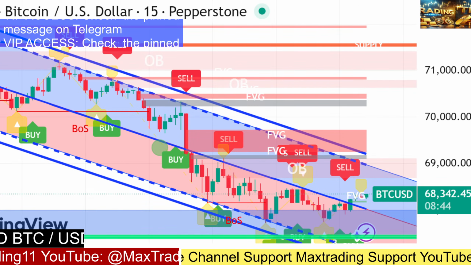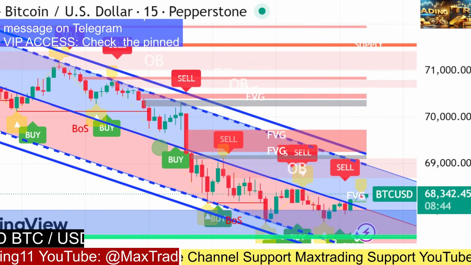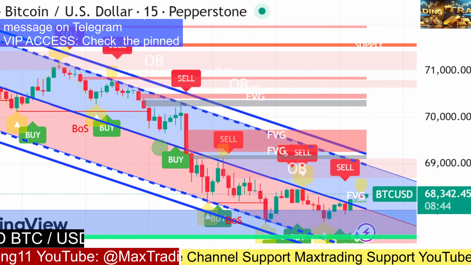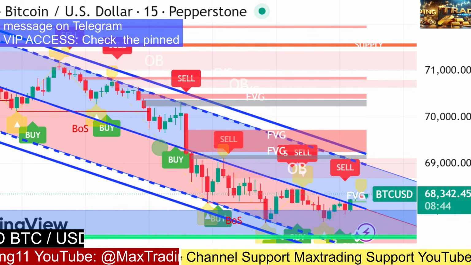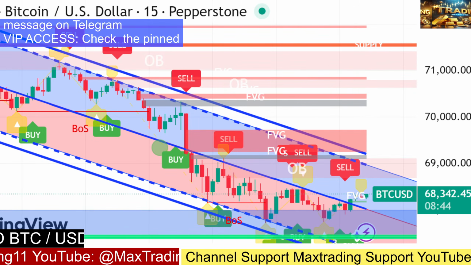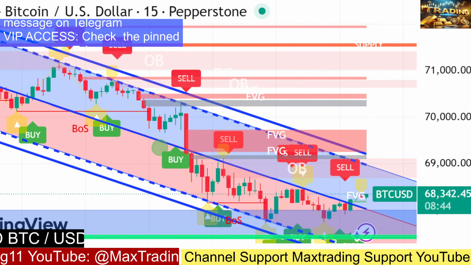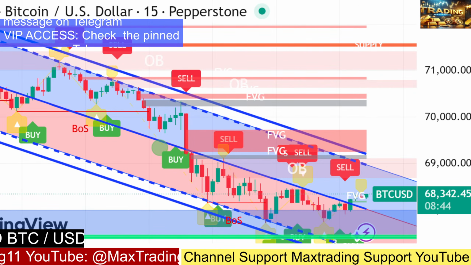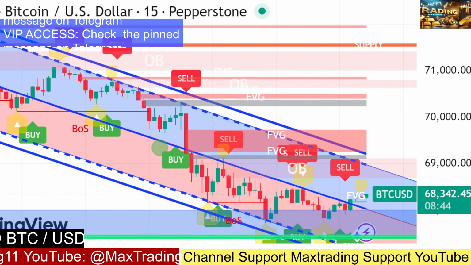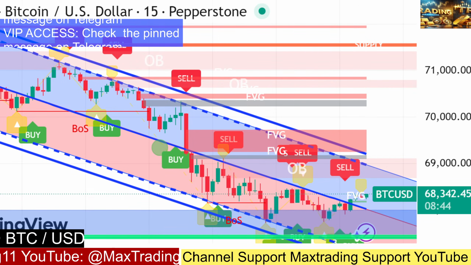Don't chase entries; let the setup come to your zone. Avoid overtrading; more trades don't mean more profit. Psychologically, this strategy rewards patience and pattern recognition. Waiting for perfect confluence, channel plus zigzag plus signal, builds confidence and avoids emotional trading.